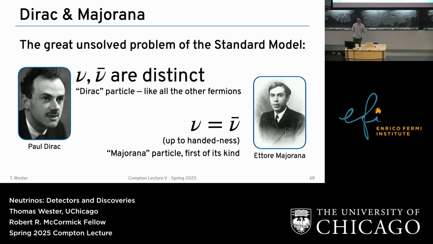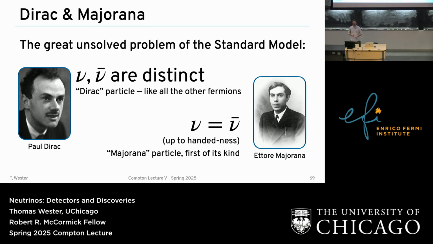So the 2 cases that we're talking about here are called Dirac or Majorana. And it's one of the great unsolved problems of the Standard Model. So in the Dirac case, which is, again, we have good evidence that there are Dirac particles. Every other particle we know about in the Standard Model behaves this way. The neutrino and the antineutrino would be distinct particles. There would be something different about them besides their mass, their charge, and their spin.